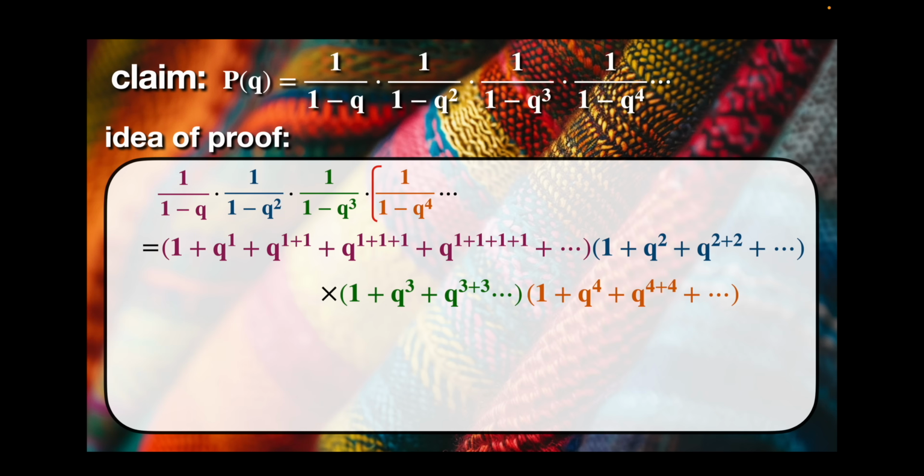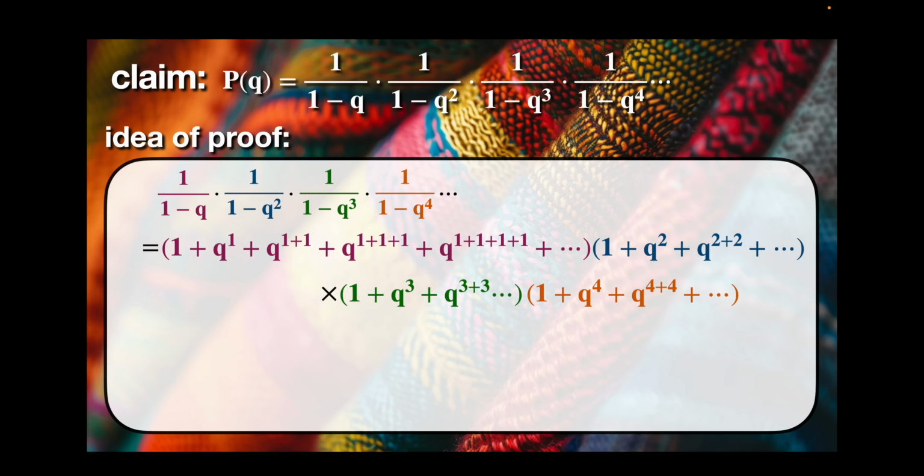But what I'd like to do is take the q squared and write it as q to the 1 plus 1, q cubed and write it as q to the 1 plus 1 plus 1, and then so on and so forth. So here, that's all coming from the 1 over 1 minus q. And then we'll do something similar for the 1 over 1 minus q squared term. So we'll expand that as a geometric series, but we'll write those exponents as q to the 2, q to the 2 plus 2, and so on and so forth. And then we'll continue doing this. So in general, if we have 1 over 1 minus q to the k, we would write those exponents as q to the k, q to the k plus k, and so on and so forth.